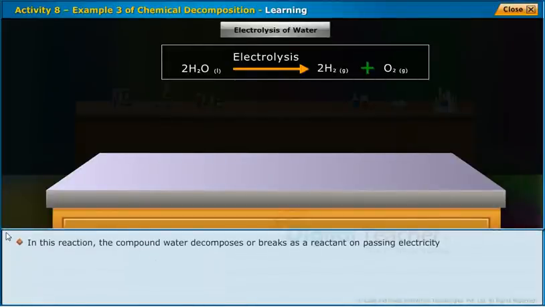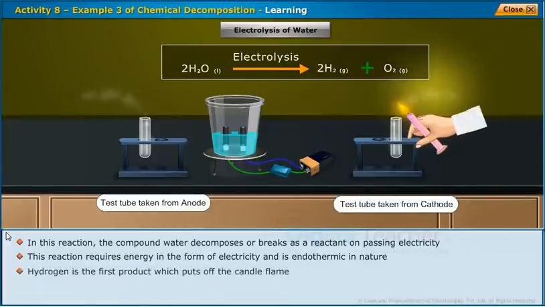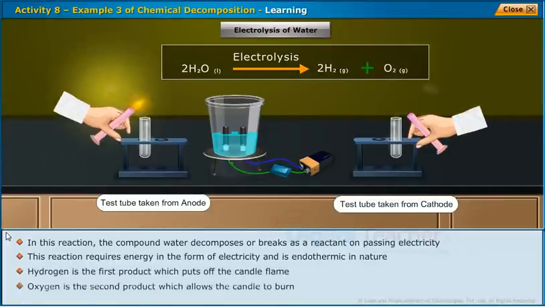In this reaction, the compound water decomposes or breaks as the reactant on passing electricity. The reaction requires energy in the form of electricity and is endothermic in nature. Hydrogen is the first product which puts off the candle flame. Oxygen is the second product which allows the candle to burn. Let us learn about another example of chemical decomposition reaction.